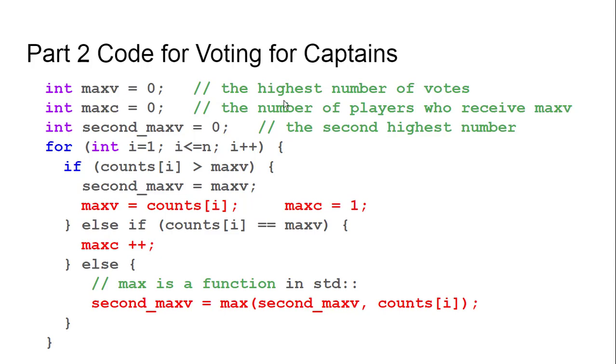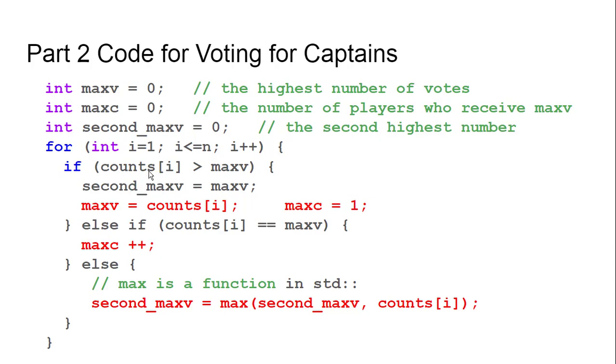Max V is the highest number of votes. Max C is the number of players who received the max V number of votes. And then I also maintain the second highest number of votes here. So the logic is quite standard. The red parts are the ones I want to highlight. This is also a commonly used idiom to keep track of the number of something.